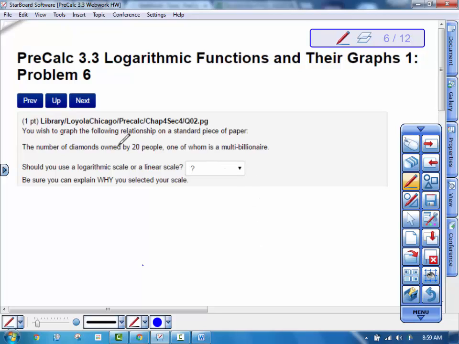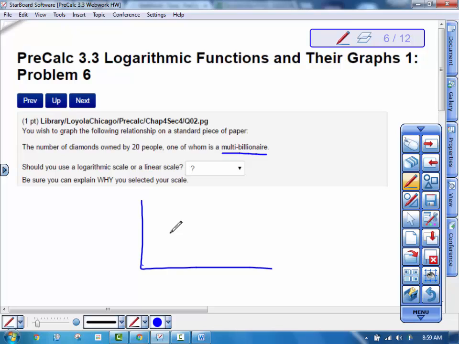Okay, the next problem says you wish to graph the following relationship, the number of diamonds owned by 20 people, one of whom is a multi-billionaire. Now, logarithmic scales help us to basically squash down the data when certain values are too high. So you're going to find these a lot in your college classes.